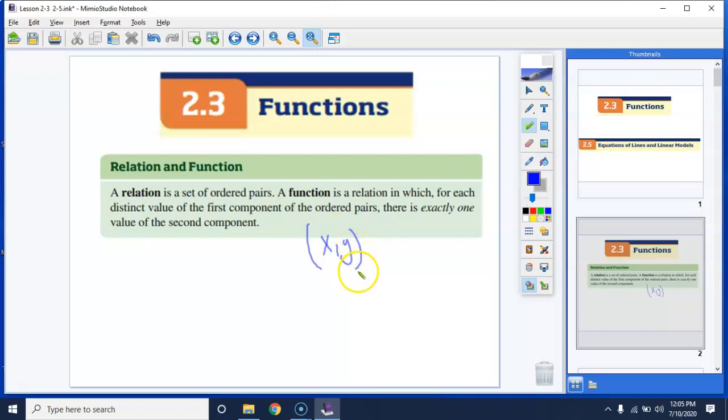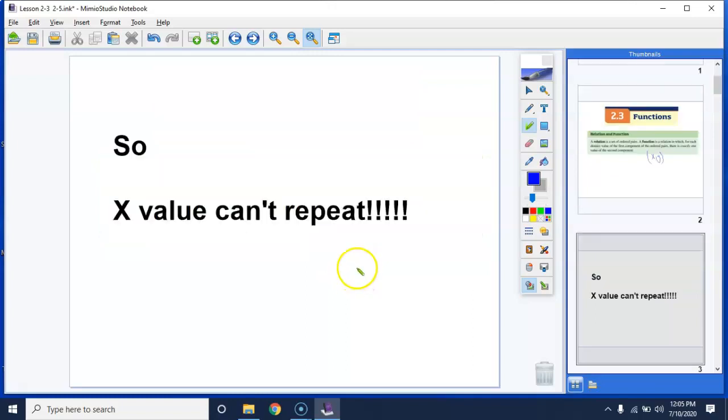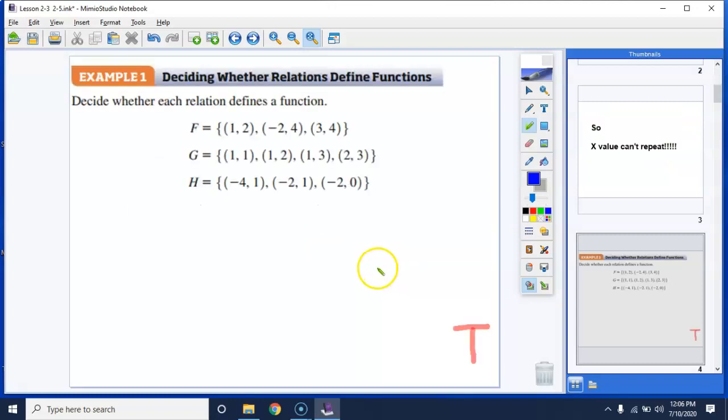But let me make this clearer and easier. x shouldn't repeat to be a function. If we see x repeating, it's not a function. But if we see x not repeating, it's a function. Let me show you one example. It's going to make much more sense. That's a super easy deal.